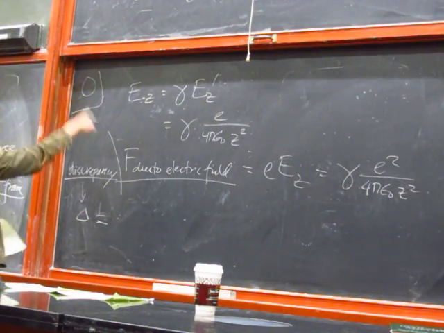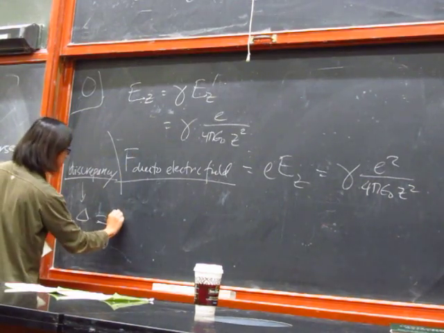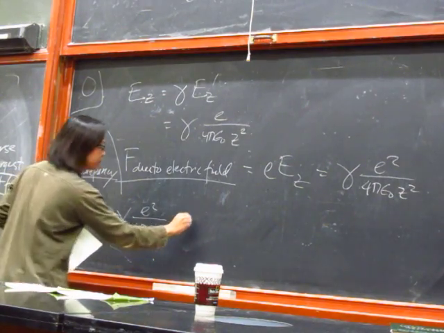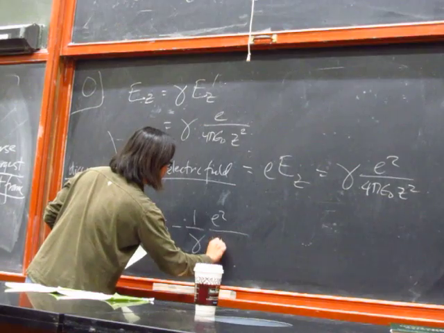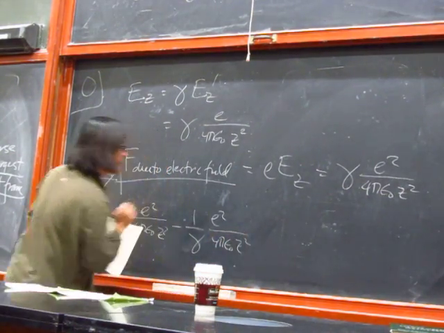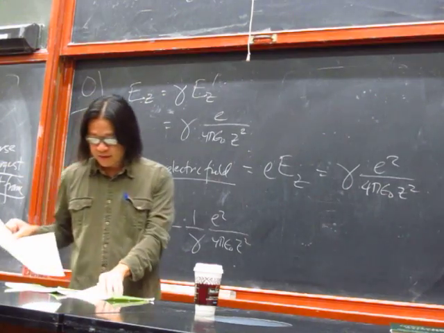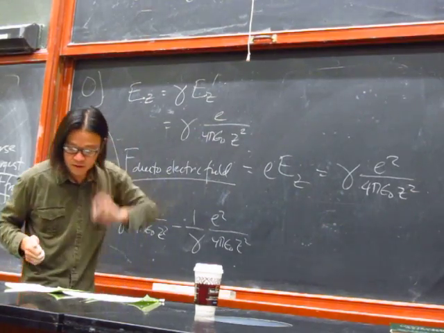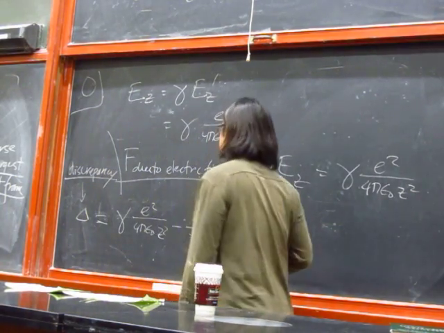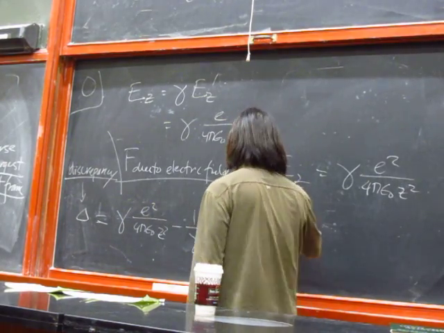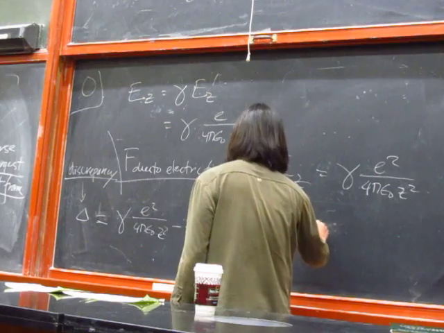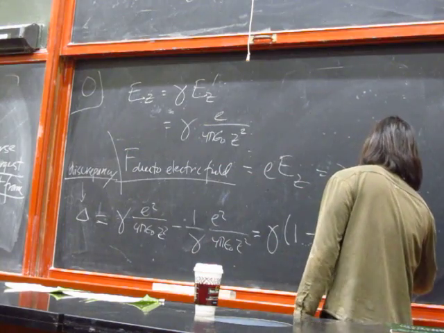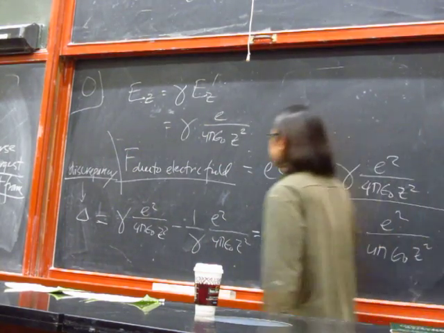And I'm just taking the difference. Gamma E squared over 4 pi epsilon naught c squared minus 1 over gamma E squared over 4 pi epsilon naught c squared. If you do all the math, then this becomes gamma times 1 minus gamma squared, E squared over 4 pi epsilon naught c squared. This is the difference.